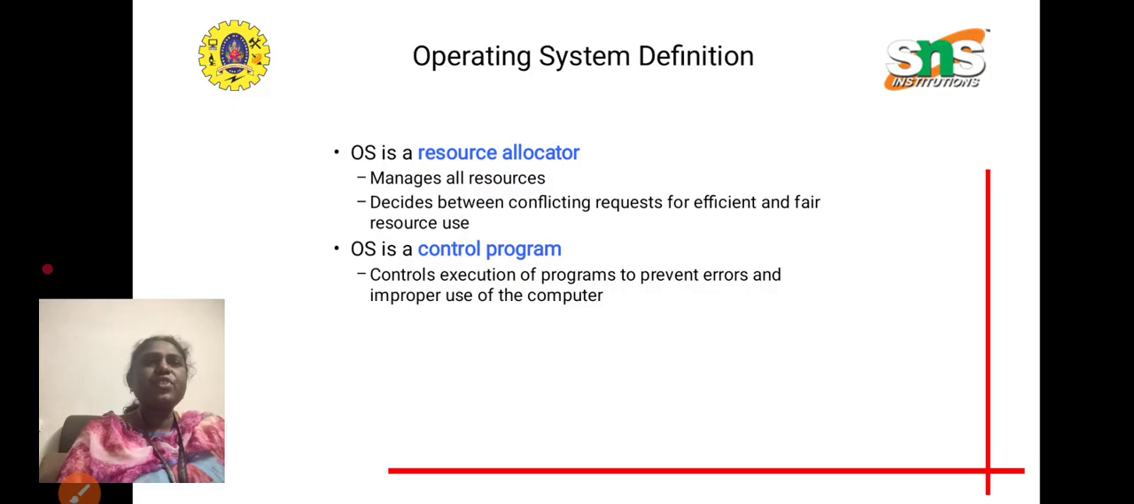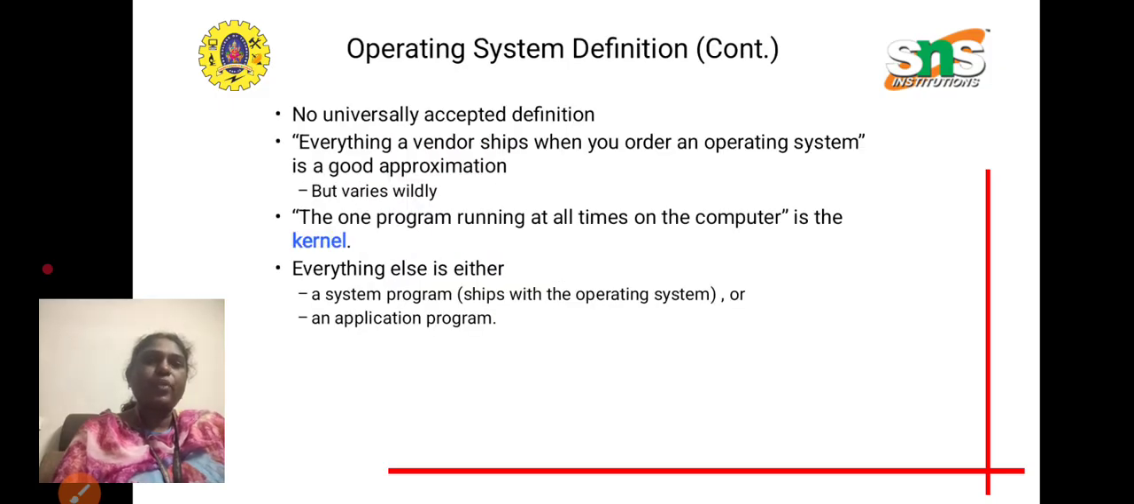And the basic definition of an operating system: we call the operating system a resource allocator, where it manages all your resources and ensures efficient and fair resource usage. An OS is also a control program, which controls the execution of programs to prevent errors and improve the use of your computer. That is the basic definition of your operating system.